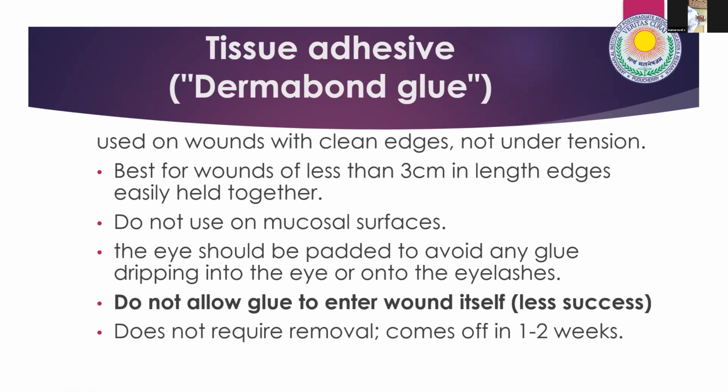The other alternative is to use the Dermabond glue or the tissue adhesive. It is monooctyl cyanoacrylate, basically what super glue that we use commonly in households, but this is medical grade and therefore costs about 1,000 times more. Used on wounds with clean edges. And again, it should not be under great tension. Minimal tension is acceptable, but it should not be under great tension. It is best for wounds less than 3 centimeters. For wounds greater than 3 centimeters, if the subcutaneous tissue is sutured, then it can be used. But if one is suturing that, one may as well suture the skin also.